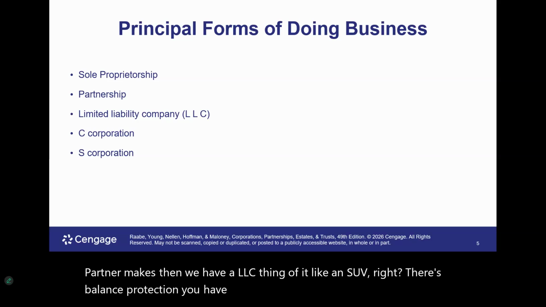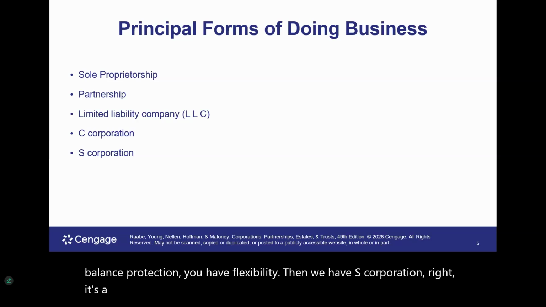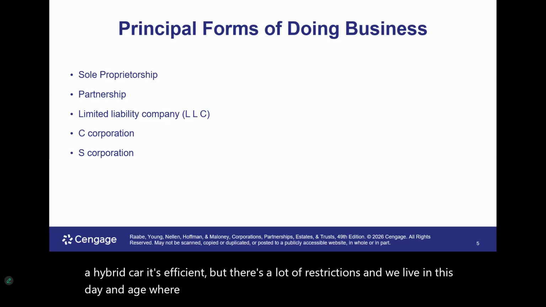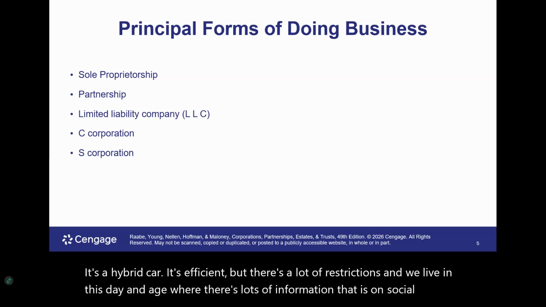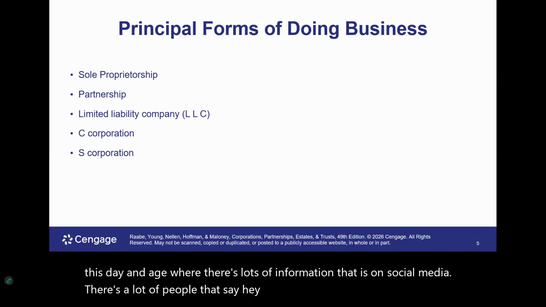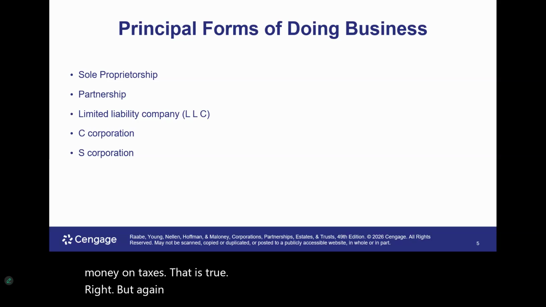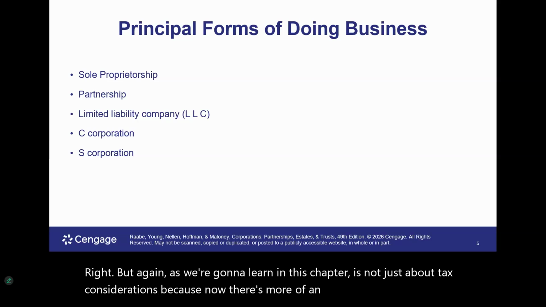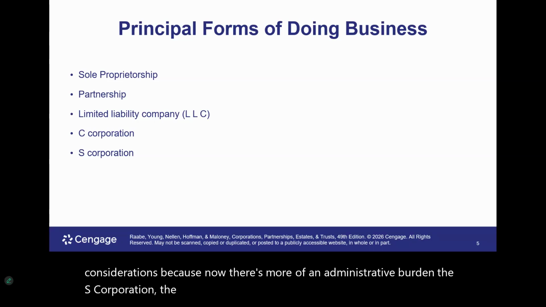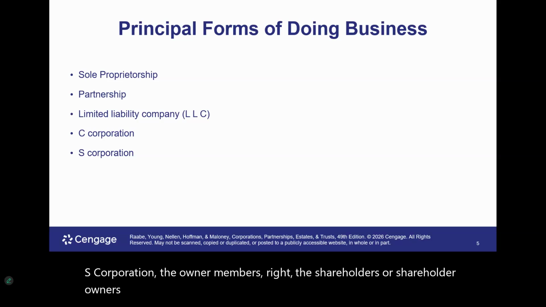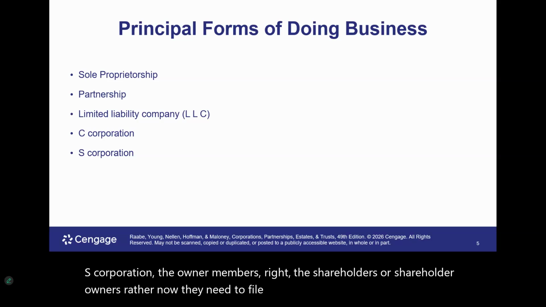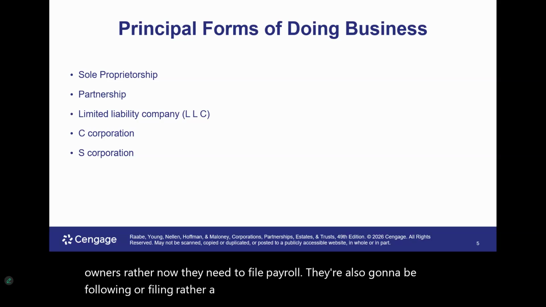Then we have an S corporation, right? It's a hybrid car. It's efficient, but there's a lot of restrictions. And we live in this day and age where there's lots of information on social media. There's a lot of people that say, hey, form an S corporation, you'll save money on taxes. That is true, right? But again, as we're going to learn in this chapter, it's not just about tax considerations, because now there's more of an administrative burden. The shareholder owners now need to file payroll. They're also going to be filing a separate tax return, the 1120S.